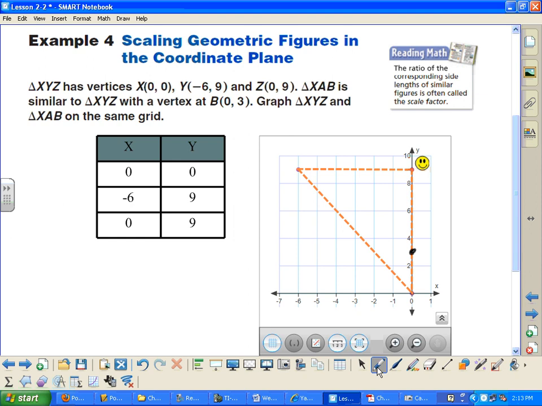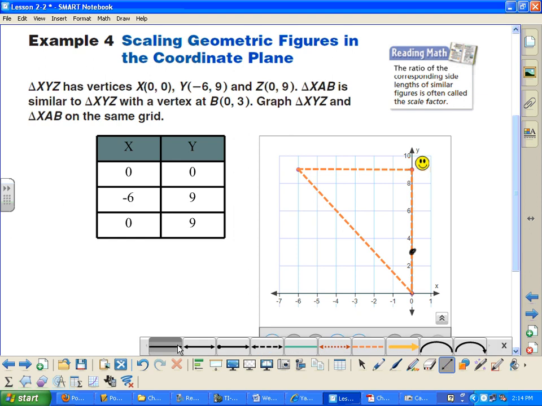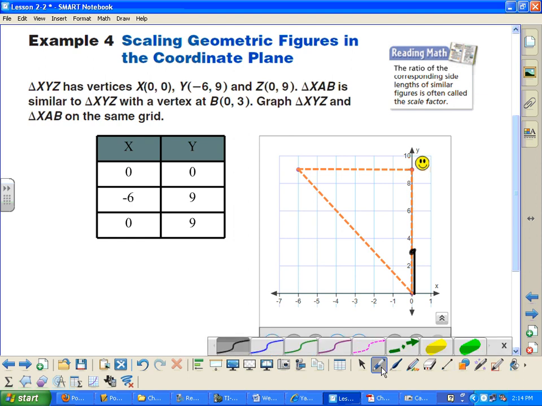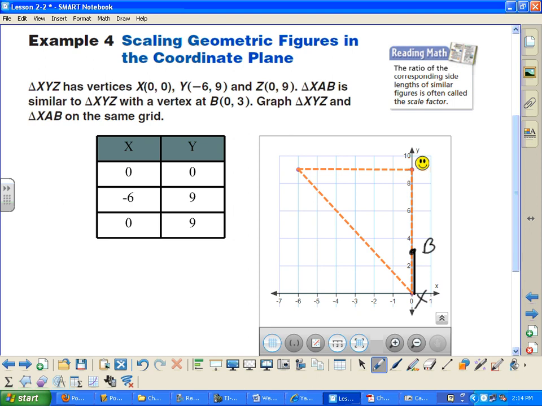Okay, so then we have to find b. All right, and it's all a matter of using ratios. So we're going to compare side lengths then. So we've got the length of this side here from x to b. So let's label this. This is x. This is b. And we need to find out where a is going to be at.